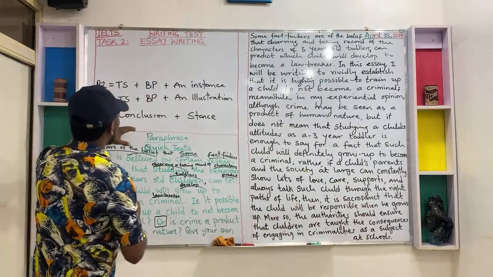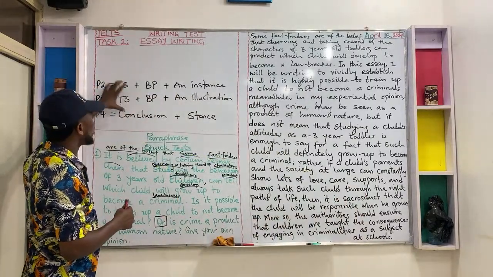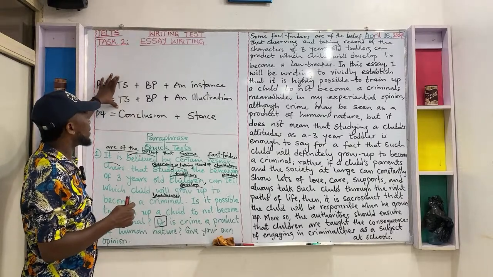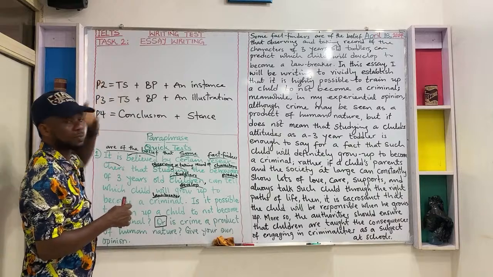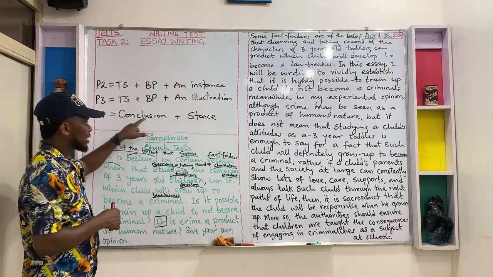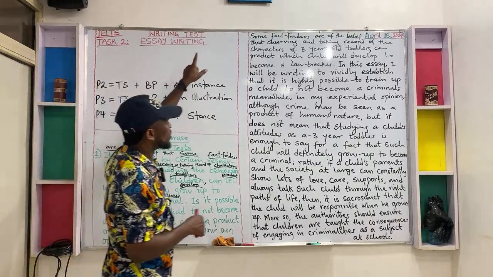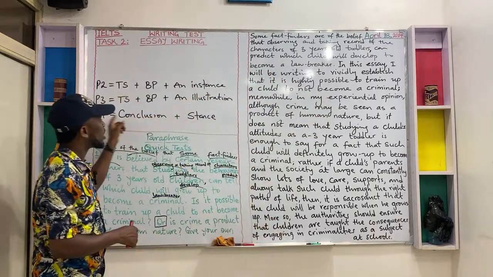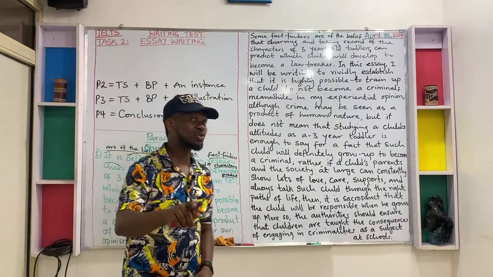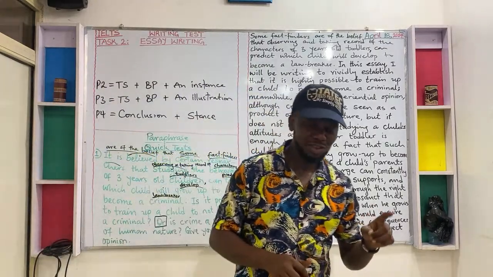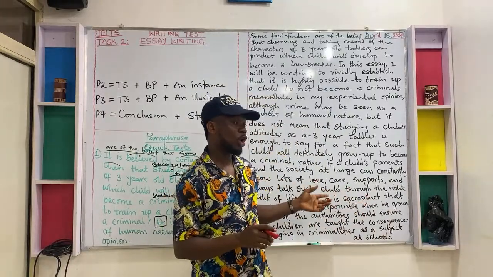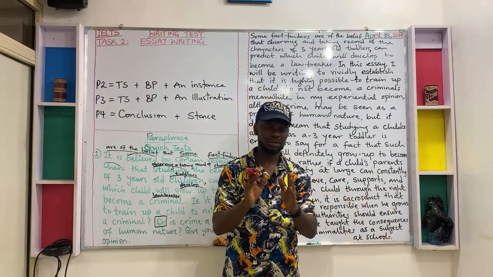Then your conclusion is all about you giving the synopsis or the summary of those topics you discussed in paragraphs 2 and 3. That will be your conclusion. Then the stance, you've already written your stance in your paragraph 1. So you're bringing it down to your 4th paragraph, but in a paraphrased way. So you have solved your essay by 50% when you do your paragraph 1 well.